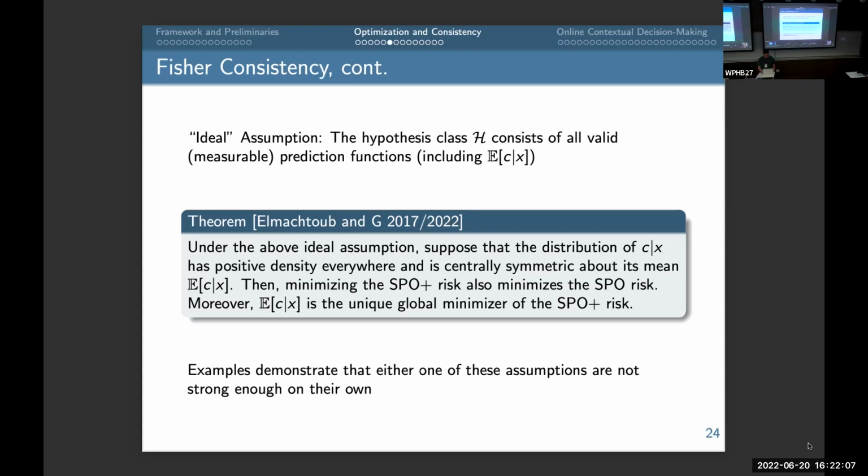And we have examples demonstrating that we need both of these assumptions on the conditional distribution of C given X in order to establish this Fisher consistency result.